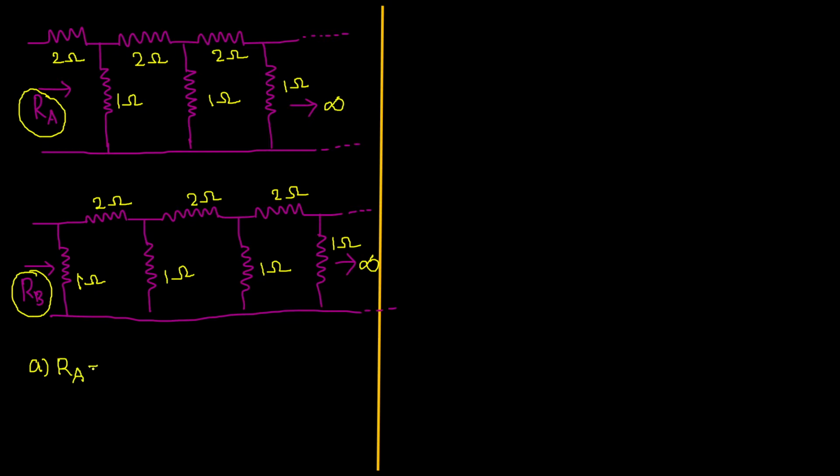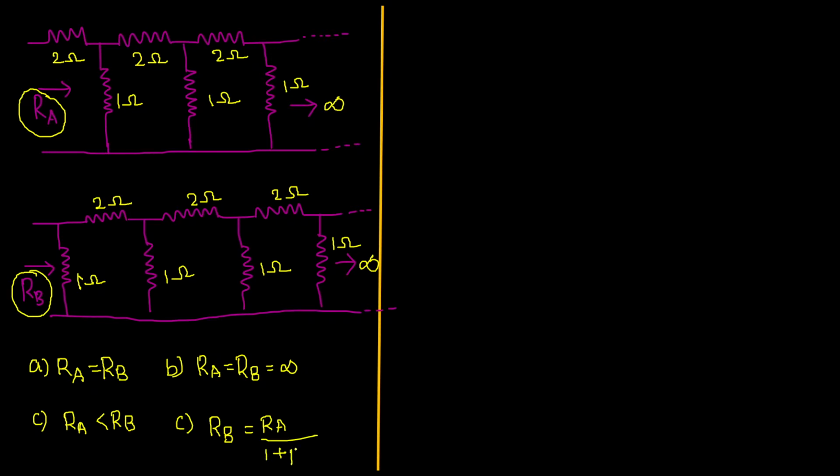In network A, the R equivalent is RA, and in network B the R equivalent is RB. Option A, they are telling both are equal. In the second option, they are telling RA equal to RB equal to infinity. In the third case, they are telling the value of RA is less than the value of RB. In the fourth case, they are telling the value of RB equals RA divided by 1 plus RA. So totally they have given 4 options.